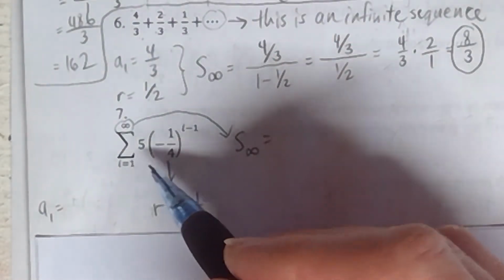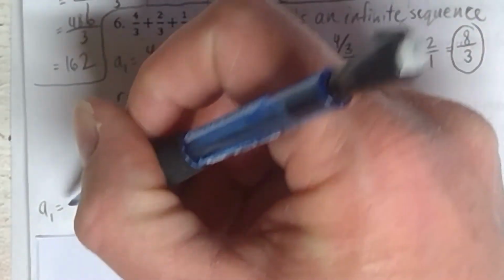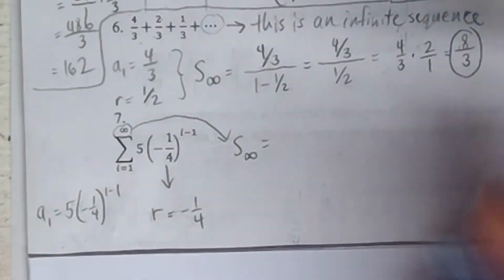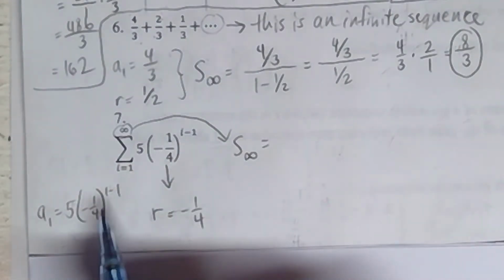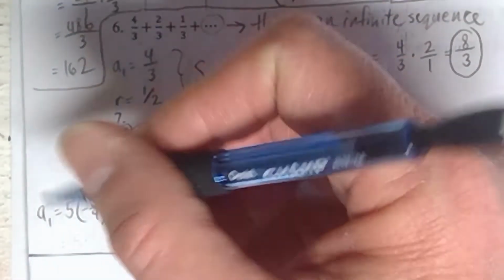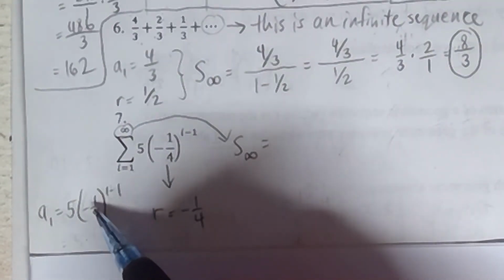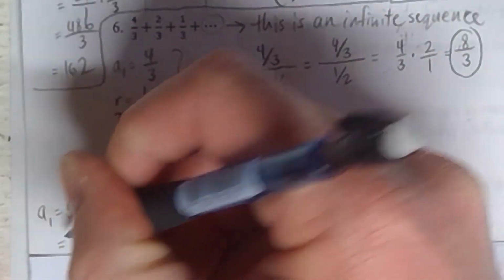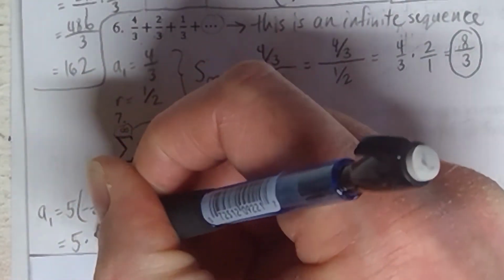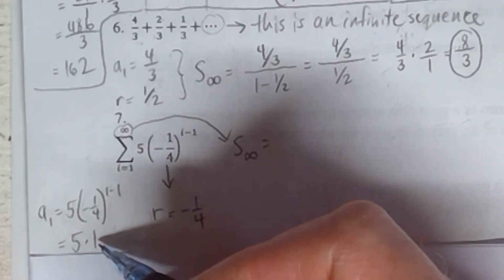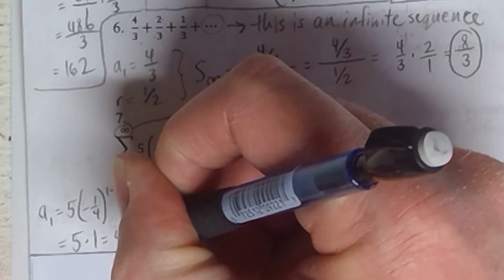And so if I plug that in, I get 5 times -1/4 to the 1 minus 1 power. Remember, you have to figure out what the exponent is equal to before you can take -1/4 to that power. That's the order of operations. Because 1 minus 1 is 0, and anything to the 0 power is equal to 1, as we've said a number of times before, we ultimately end up with 5 times 1, which is 5.